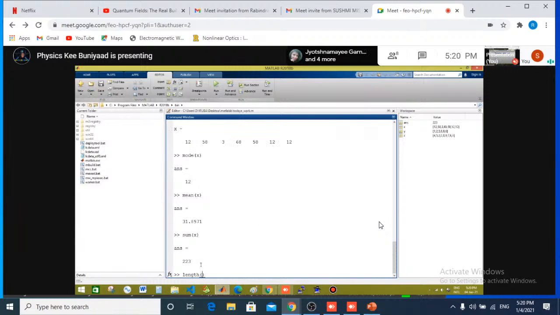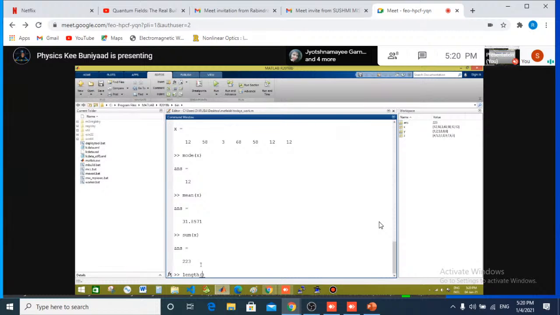Yes, length. So here we calculate the mean, it is this much. But manually we can also calculate to check the number. So how can we calculate? Sum x divided by length x. Look at here, the mean is 31.8571. Now we calculate the mean manually. It will give you the same thing. So mean always gives you the sum divided by the total number of elements.